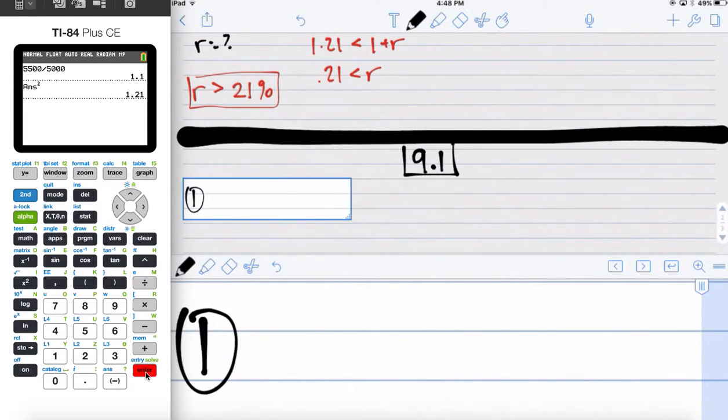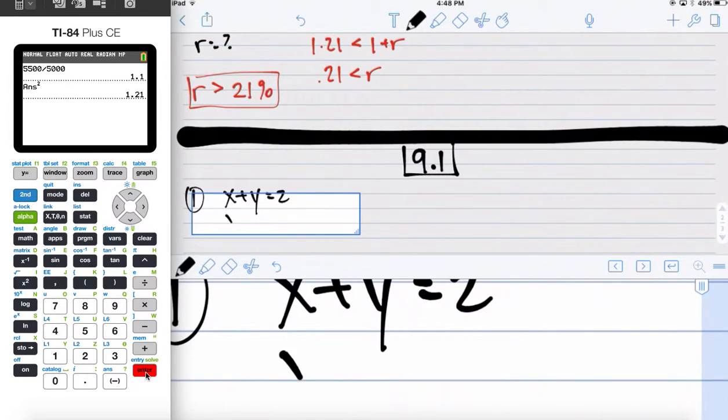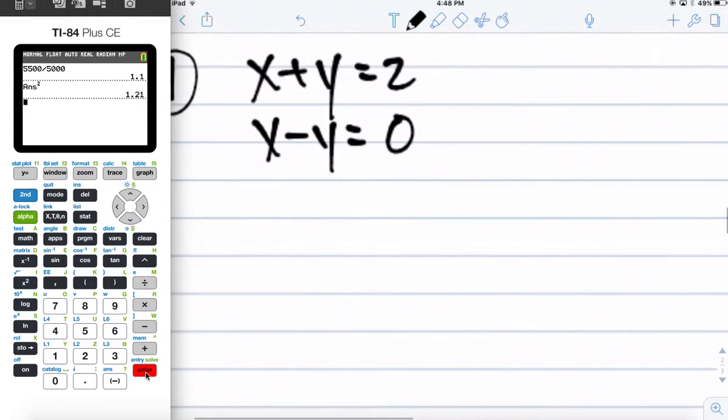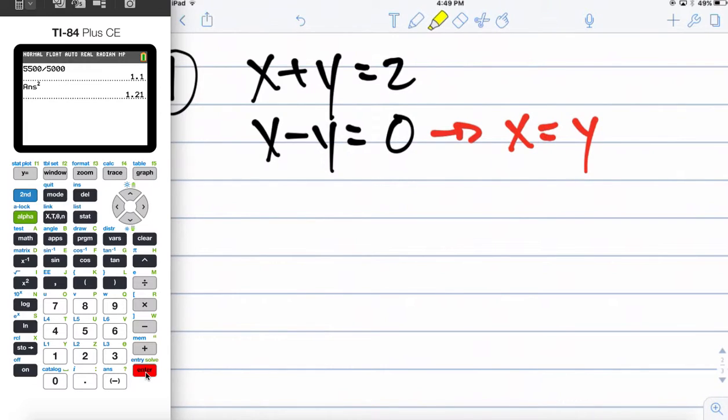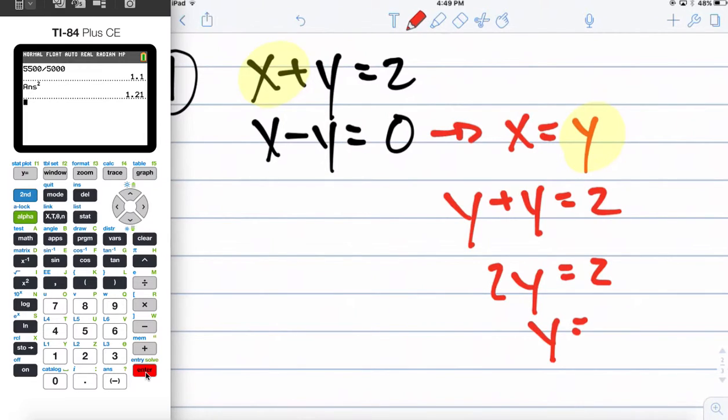First one, number 1. We've got x plus y is equal to 2, x minus y is equal to 0. Solve the system by method of substitution. Method of substitution says I need to take one equation and rewrite it in terms of the other. It says x is equal to y. Take that y, plug it in there, and so I get y plus y is equal to 2. 2y is equal to 2. y is equal to 1. And if y is equal to 1, x is equal to 1. My solution is (1, 1).